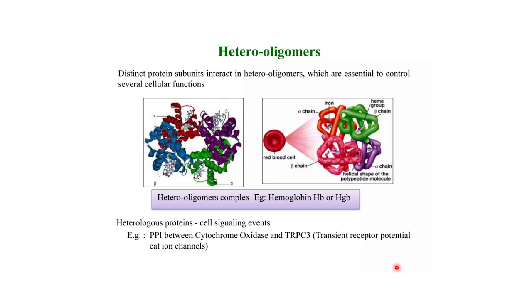The other part is the heterooligomers. They have distinct protein subunits that interact to carry out the function. These are essential to control cellular functions, like the cytochrome oxidase or the TRPC3, that's the potential cation ion channel, and these are very important. For different functions, like you see the alpha and the beta subunit of the hemoglobin. So these are the heterooligomers.